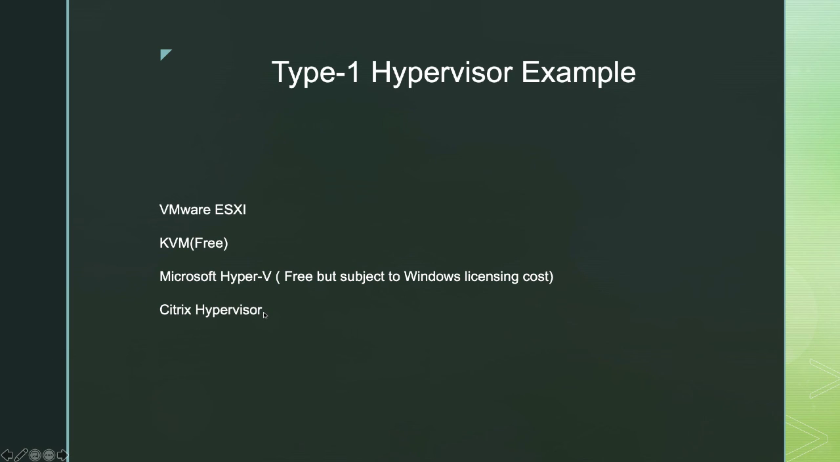Then another type 1 hypervisor is Citrix, which is again paid software. It's very famous, and Citrix were the original developers of the Xen hypervisor. Xen is open source and Citrix is enterprise-centric, which is paid software.